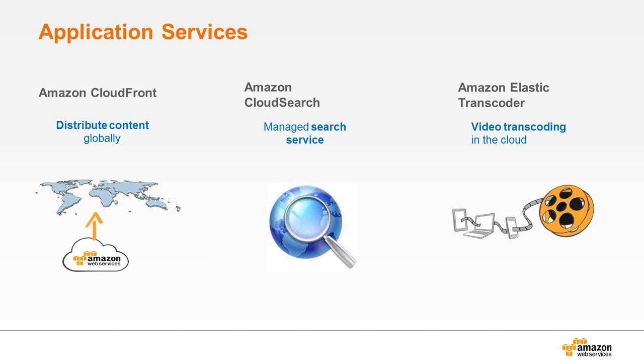CloudSearch is a fully managed service in the AWS Cloud that makes it easy to set up, manage, and scale a search solution for your website and your applications. So Elastic Transcoder is one of our newer services. It's media transcoding in the cloud. It is designed to be highly scalable, easy to use, and a cost-effective way to convert or transcode media files from source format into versions that will play back on devices such as smartphones, tablets, and PCs.